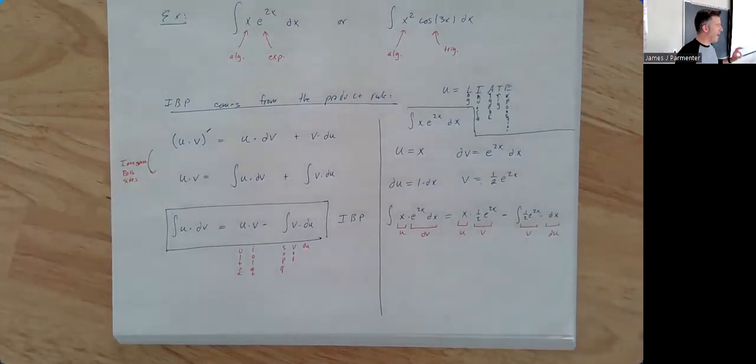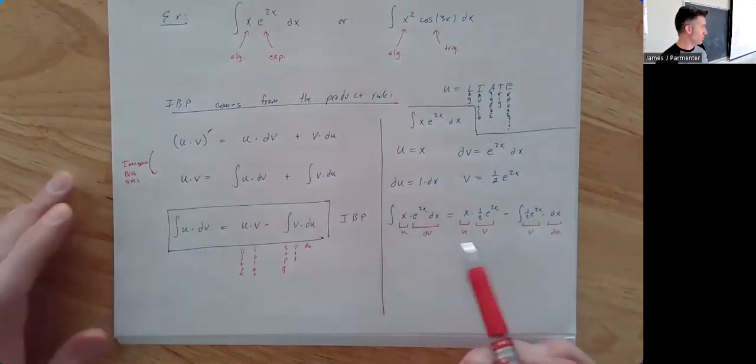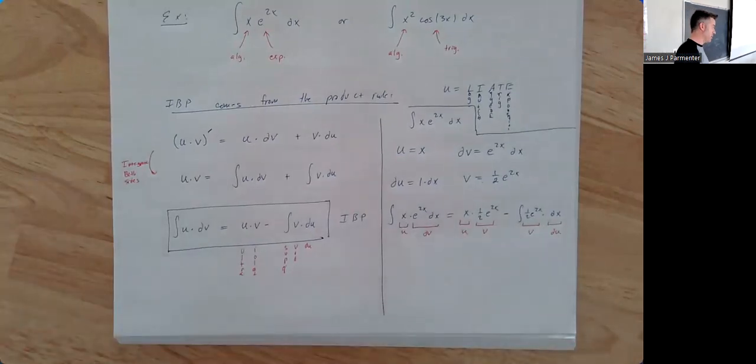I'll mention here, we're not actually plugging in u's and v's. We're just using u and v to represent the things we've set them equal to. We're actually plugging in what u is equal to and what dv is equal to in terms of x, or whatever your variable happens to be.